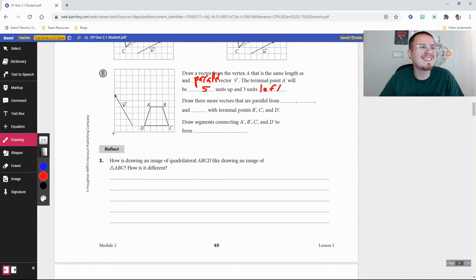So we're taking the entire shape. We're going to take all the points, all the vertices, and move them along that slope. So to do that, you're going to draw 3 more vectors that are parallel from B, C, and D. So I'm going to try to freehand this because I think I can do this well. So from A, I'm going to go up 5. 1, 2, 3, 4, 5, and to the left 3. 1, 2, 3. So that's going to take me from A to A prime, from the pre-image to the image.